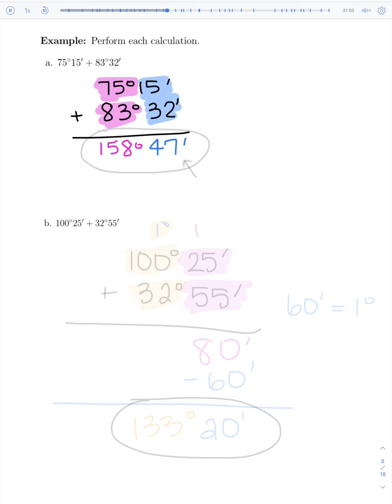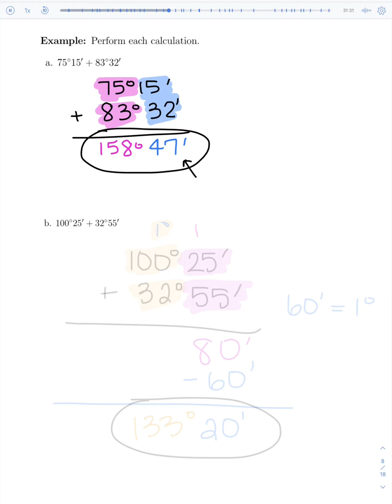If we had had seconds, we would have started with the seconds, then gone to the minutes, then gone to the degrees. The only thing we really have to worry about is that we never want to see any minutes or seconds that are bigger than 60, because then it needs to carry over to the next largest unit. But this is going to be our final answer for this one, 158 degrees and 47 minutes.